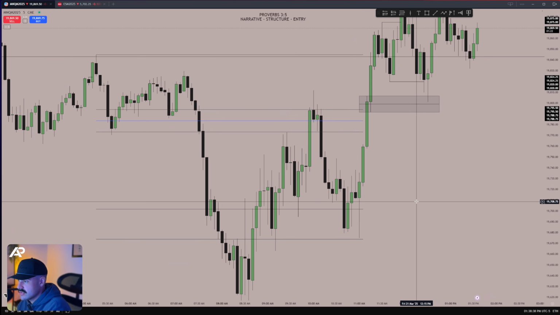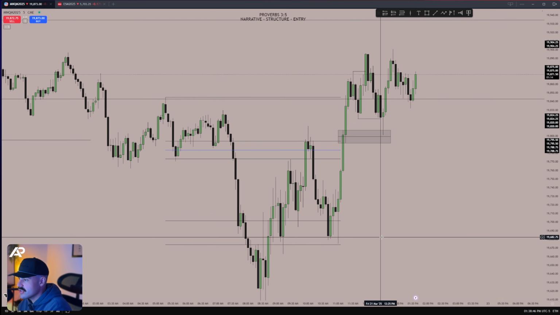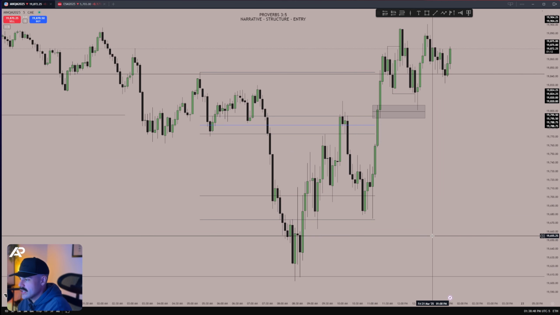We never get a body close up above it. We keep sucking down right over here, body close, body close, body close, body close. What does this end up doing? Delivering fully, right? So something important to kind of look at and recognize.